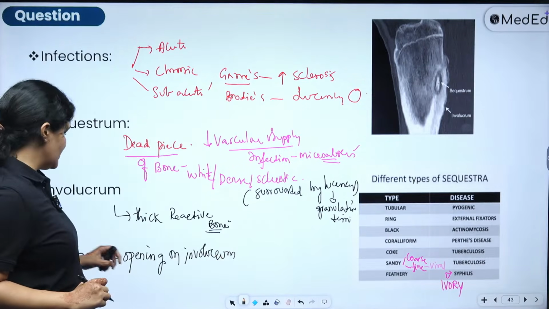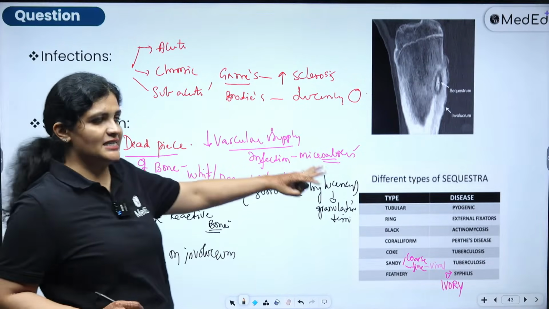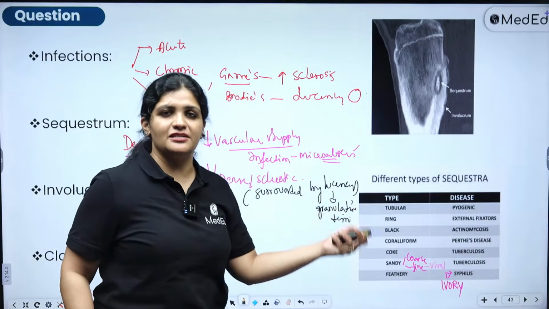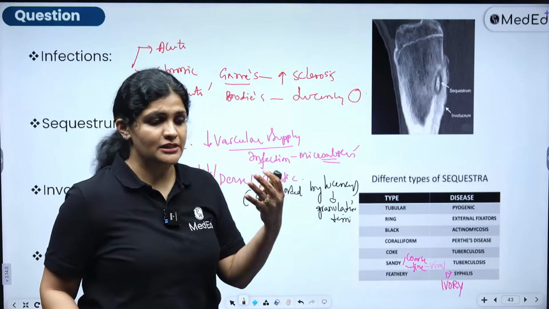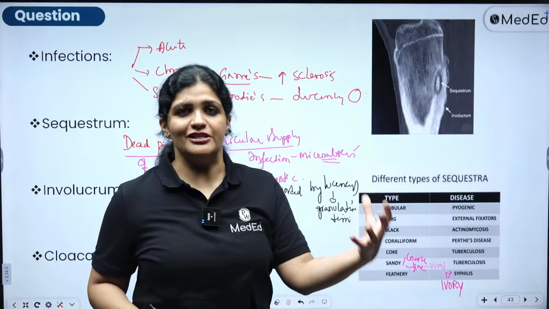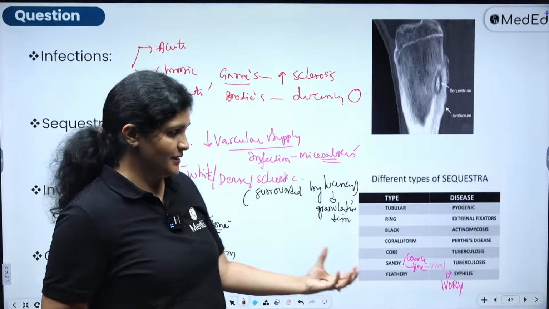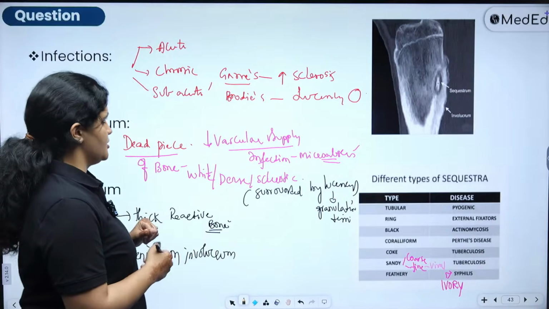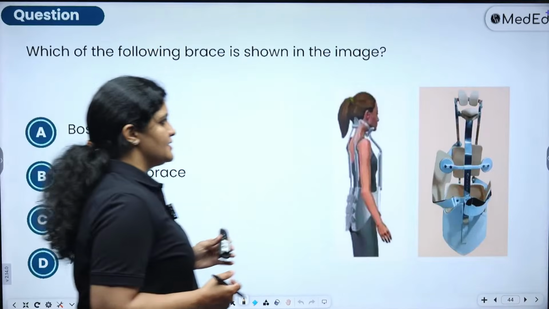Now through this involucrum opening there will be discharging sinuses, and these discharging sinuses will produce what? Bony spicules. So discharge of bony spicules is the characteristic feature of your chronic osteomyelitis, and on the X-ray you see all these features.